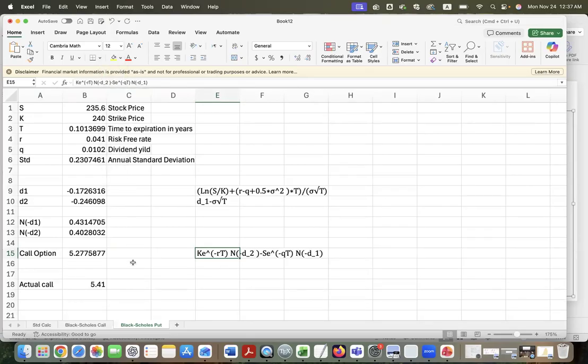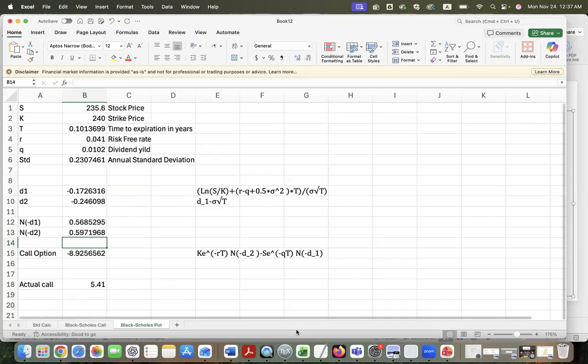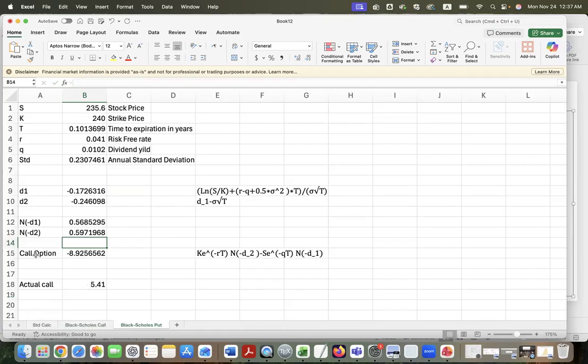Okay, so ND1, all I have to do is to put negative this, correct? And then this one as well, negative this. Okay, now that I got those things, I can easily calculate the put option.